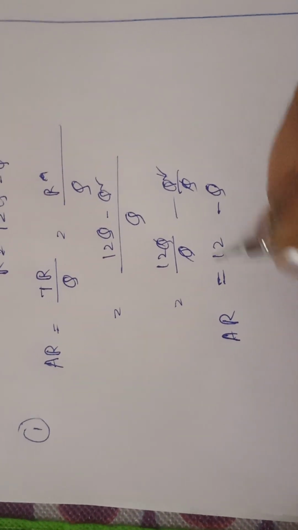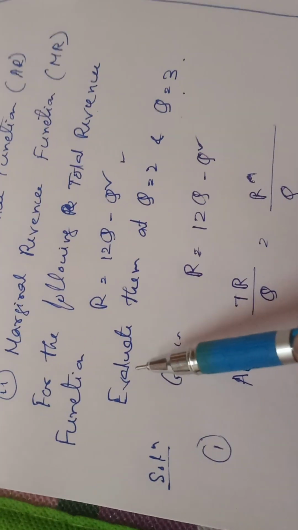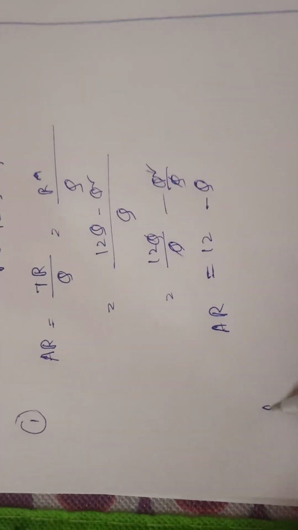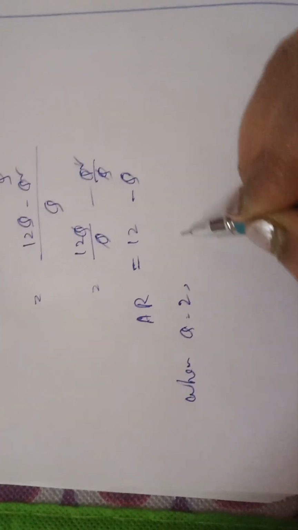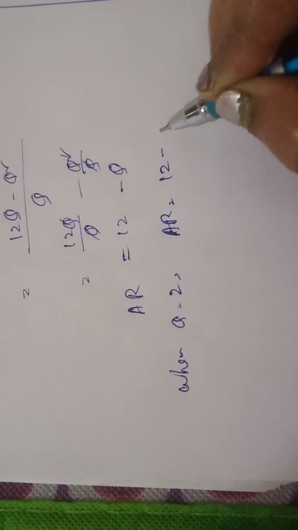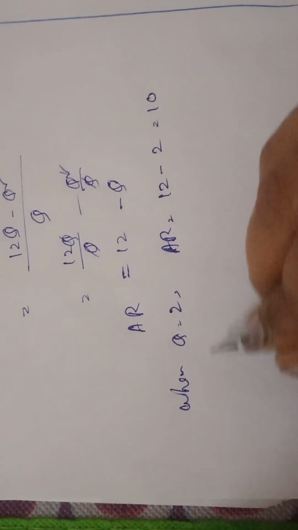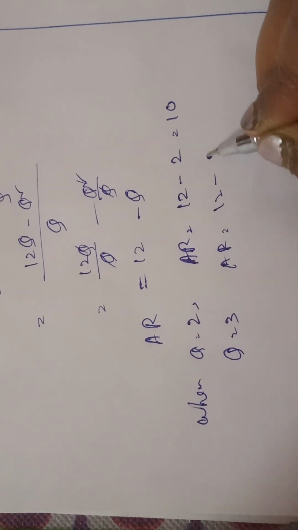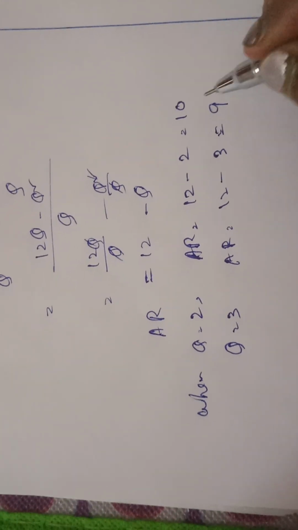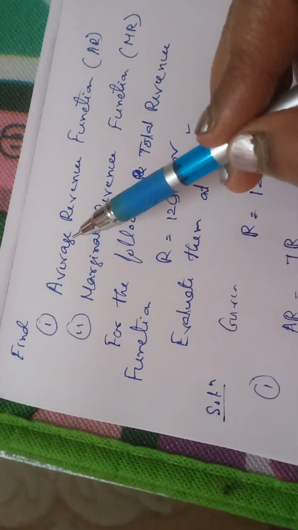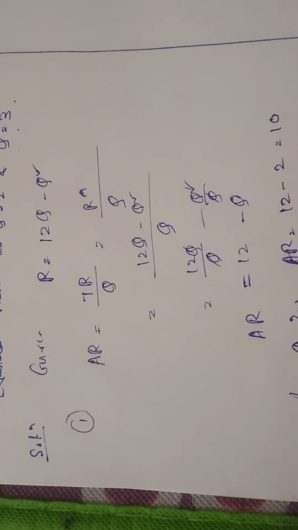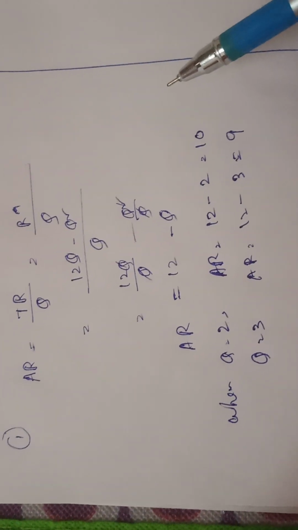average revenue function में मिल गया. अभी हमें क्या करना है, यहाँ पे क्या दिया हुआ है? Evaluate them at Q equal to 2 and Q equal to 3. When Q equal to 2, AR कितना होगा? It will be 12 minus 2, it will be 10. And if Q equal to 3, then AR कितना होगा? 12 minus 3, it will be 9. So this is our answer for the first part, the average revenue function. Till now we have not used a derivation, but this question is very common in your question paper. Next, let's move to marginal revenue.